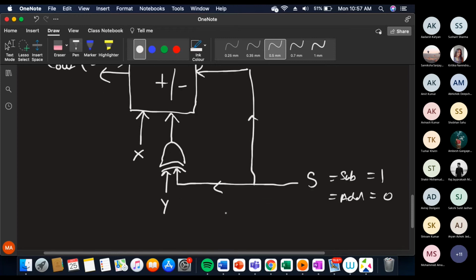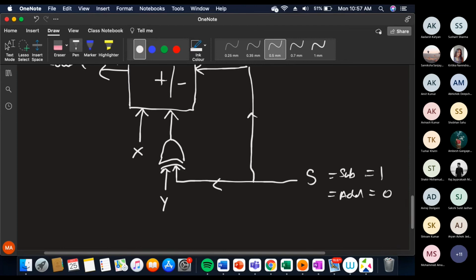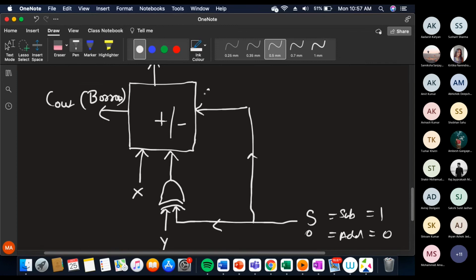So we'll start with S as 0, okay? If S is 0, this 0 is nothing but your Cin, right? So your Cin will become 0, correct? If S is 0, can I say your Cin will become 0? And this input of your XOR gate will be 0. Anything XORed with 0 is equal to the second input.